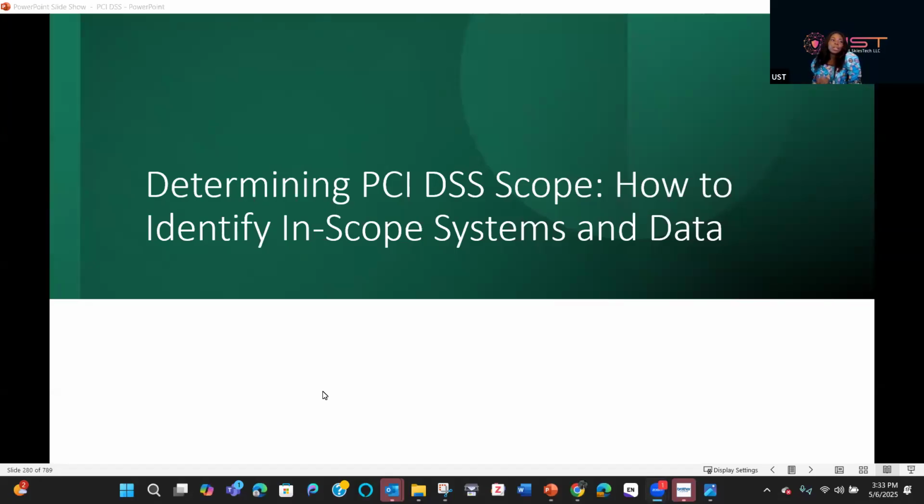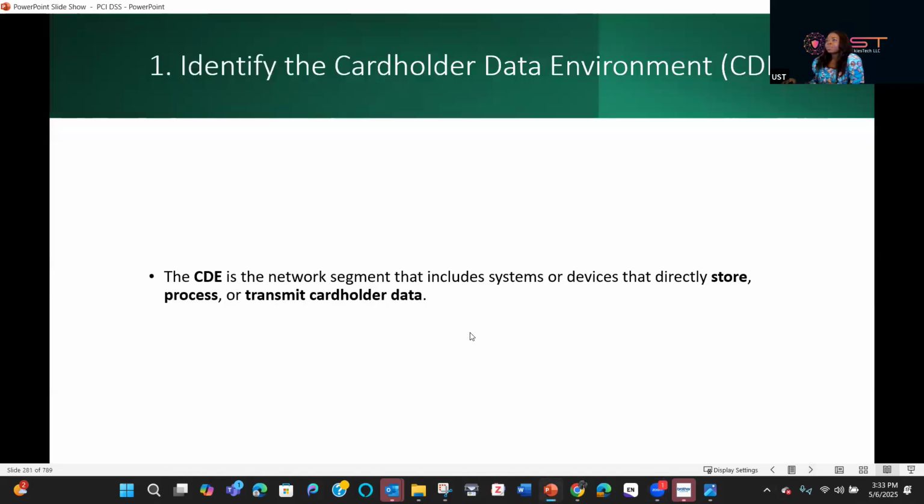Okay, so as we said, we want to determine what's in scope, identify in-scope systems and data. Let's write it down. I hope you're with me. Remember, we talked so much about the CDE, Card Data Environment, right? But let's define it now. First, the CDE is a network segment that includes systems or devices that directly store, process, or transmit cardholder data.